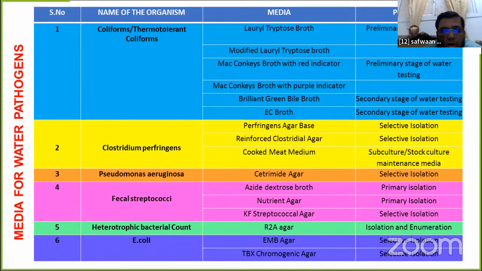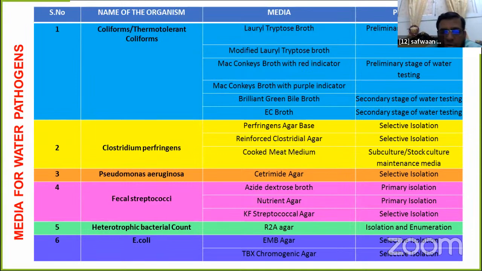These are the different media for water analysis. Previously, we have seen those for food analysis; this is for water analysis. For coliforms and thermotolerant coliforms, the first stage medium is lauryl tryptose broth. Then there is an option, modified lauryl tryptose broth or MacConkey's broth. Then in the second stage, we have brilliant green bile broth, and in the next stage, we have EC broth.